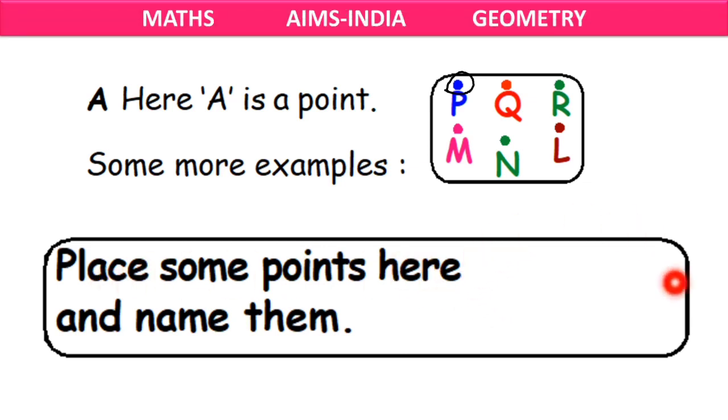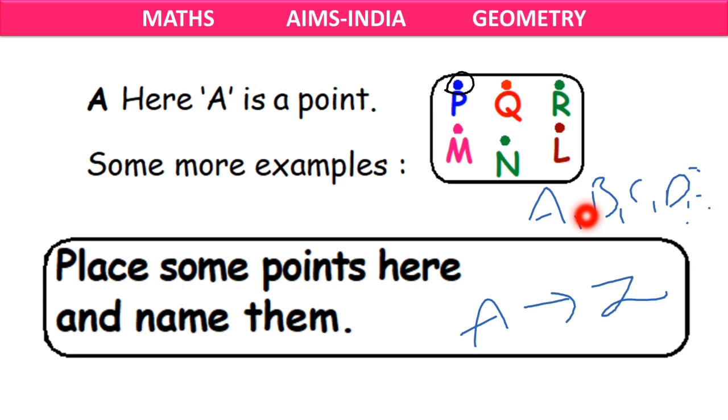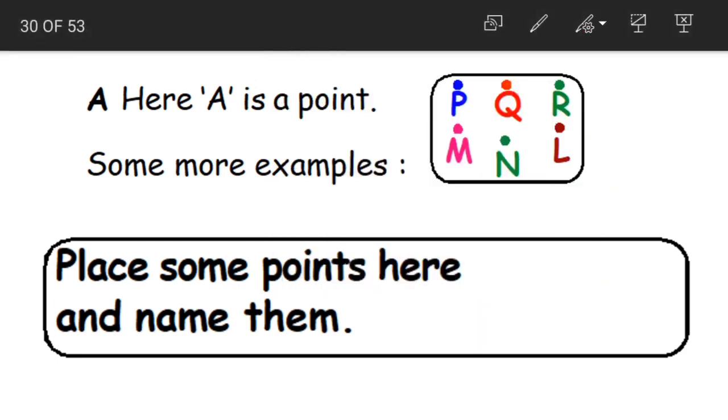Now what is your activity here? Place some points and then name them. You can place any points you want, any number of points you want, and you can name them as per your wish. It's not only necessary that you use the alphabets A, B, C, D, E. You can use any alphabet starting from A to Z. And another point to remember is that always write the name of the point as a capital letter. Do not use small letters.